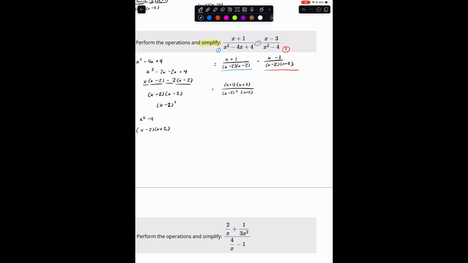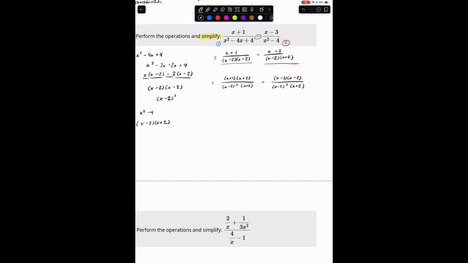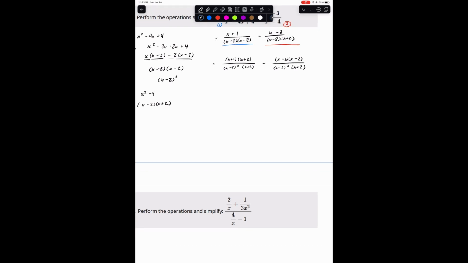x plus 2. On the right, we have x minus 3 times x minus 2 over, so x minus 2, and there's another one, right? So squared, x plus 2. And now that we have the same denominators, we can just combine them together. So we have x plus 1 times x plus 2 minus x minus 3, x minus 2 over x minus 2 squared, x plus 2.